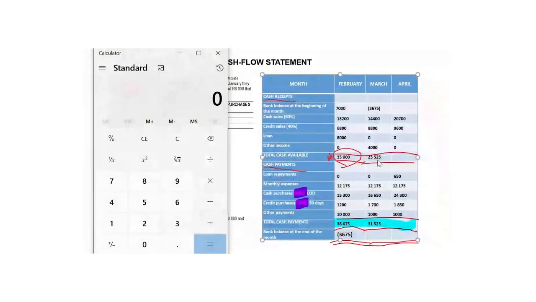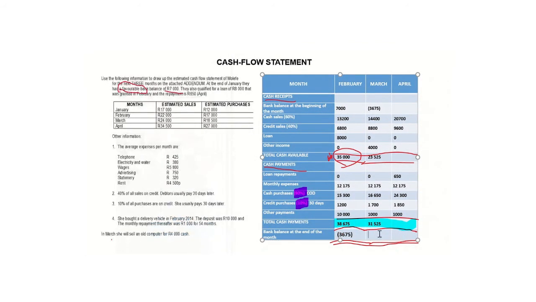So you've got 23,525, subtract 31,525. It gives you a negative 8,000. Remember, I said you're going to put it in brackets, negative 8,000. We are still on overdraft. We still owe the bank. We still owe the bank, and we are working. We are swiping a credit card.